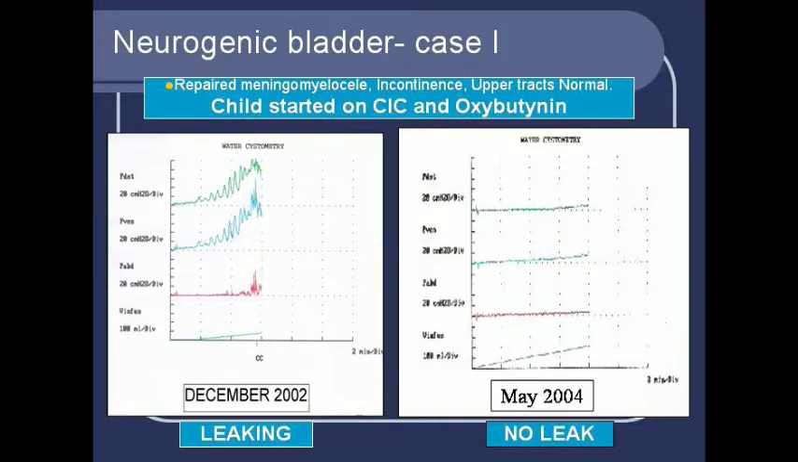So I thought that because his compliance is so poor and there is a lot of muscular activity, I'll just give him anticholinergics and intermittent catheterization. And that worked very nicely. He came back after 2 years with no leak and an absolutely flat curve. So he has responded very well to anticholinergics and intermittent catheterization. His upper tracts were normal all this while.